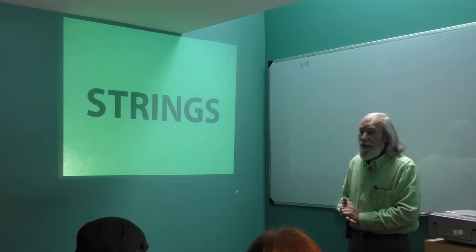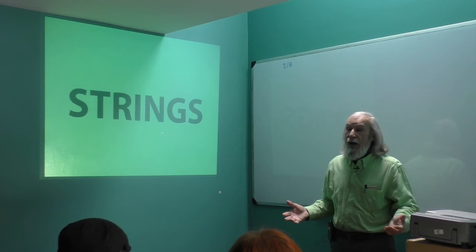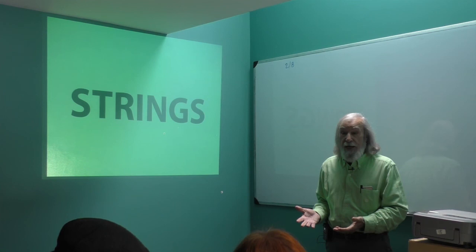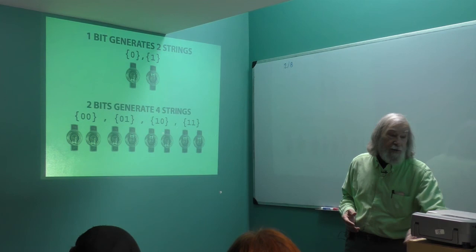We're going to talk now about strings, not violin strings. Well, could be violin strings, but more fundamentally, if we have a lot of bits, they make a string of bits. So a universe of many bits makes strings. So what can you do with two bits?